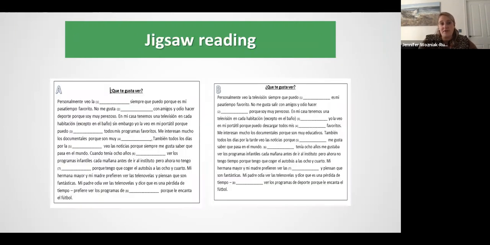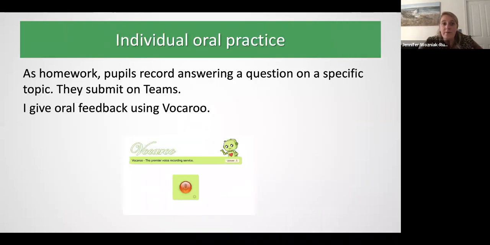I use Jigsaw reading as well quite a lot. So my student A got one text, student B got another text, but they've got different gaps. And obviously they need to read the activity, and the other needs to complete. So obviously that jigsaw reading is helping them, you know, speaking in the target language.